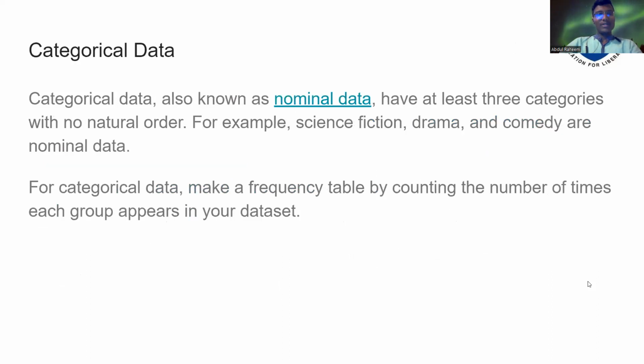Categorical data. Categorical data, also known as nominal data, have at least three categories with no natural order. For example, science fiction, drama, and comedy are nominal data. For categorical data, make a frequency table by counting the number of times each group appears in your dataset.